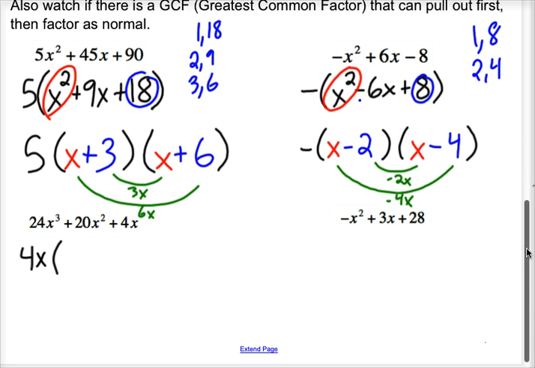Now, when you pull that out, let's see what we have left. So focusing on the first term, 24 divided by 4, well, that gives me 6. X cubed, and I'm dividing one of those x's out. Well, 3 minus 1 leaves me 2 of those x's.